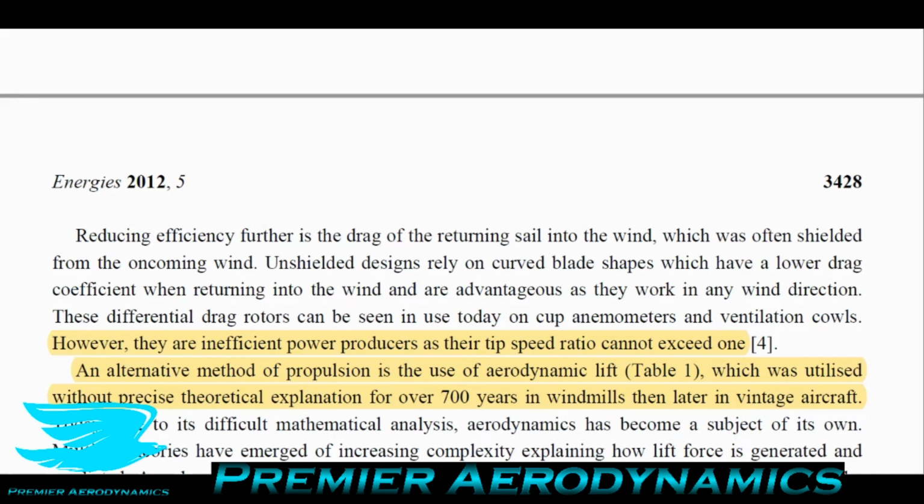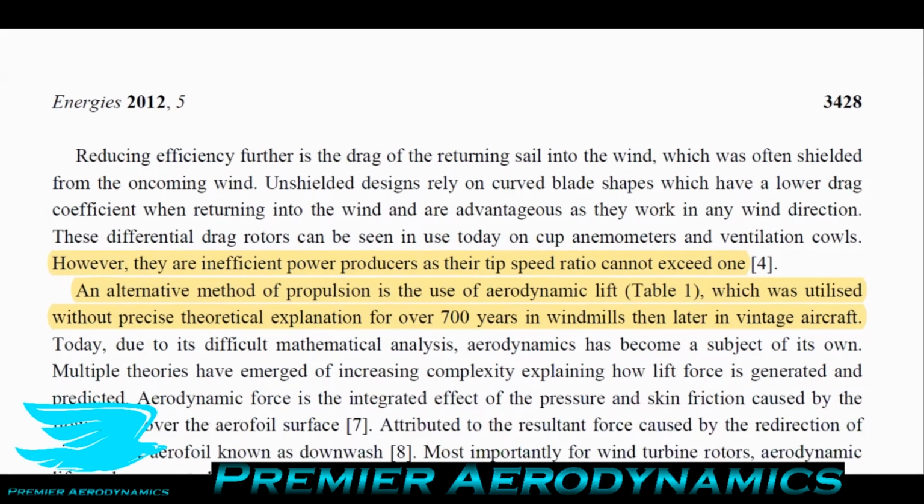They say that these drag wind turbines are inefficient power producers as their tip speed ratio cannot exceed 1. So they can't go faster than the flow. And then about 700 years ago, that's when we started using aerodynamic lift to produce usable energy or work. And this started in windmills.